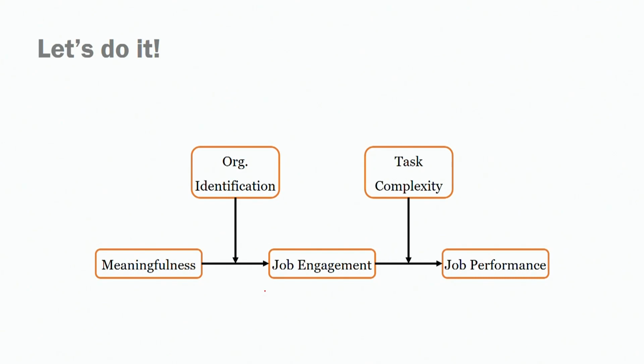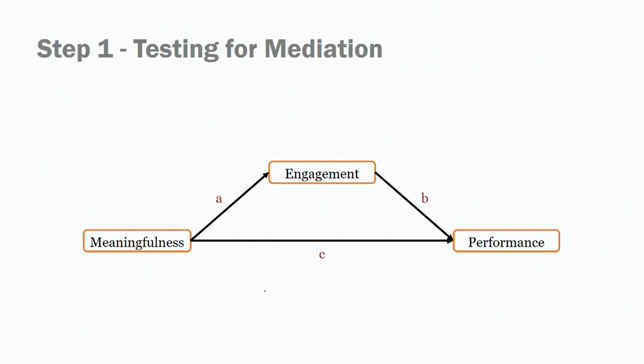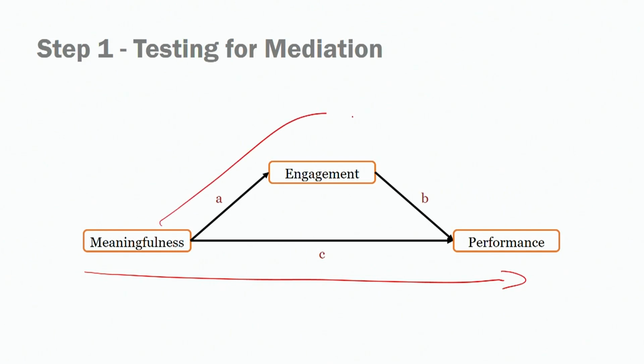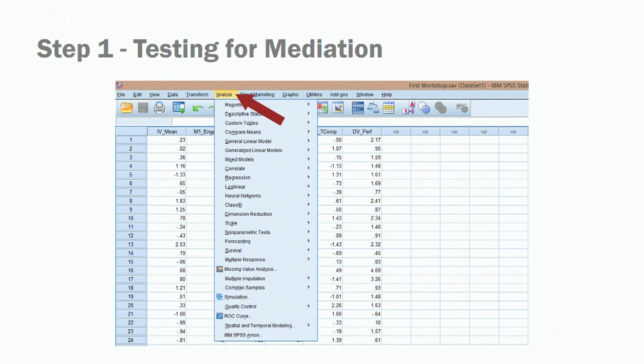So let's do it. Our dataset, the dataset that we shared with you, has all these variables here. And you'll be able to conduct this analysis if you decided to download this dataset. If you have your own dataset and you have different moderators, feel free to adopt that dataset as well, and you can run your own models. The steps will be the same, just the variable names will be different. The first step is to test for the mediation. Remember? So we are looking at the indirect effect of meaningfulness on performance via job engagement.